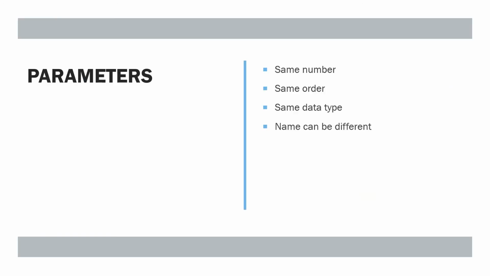If I send parameters, remember that I have to send the same number to the procedure as it is expecting, and I've got to send them in the right order. They've got to be the same data type. So the variable that I send has to be the same data type as the parameter that receives that value, though the name can be different. And I can call the same procedure with many different parameters.